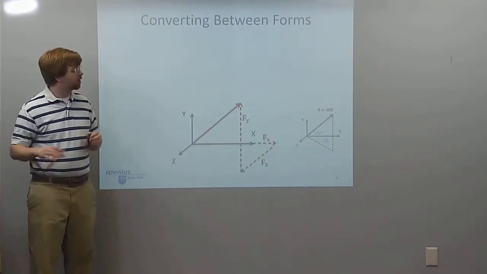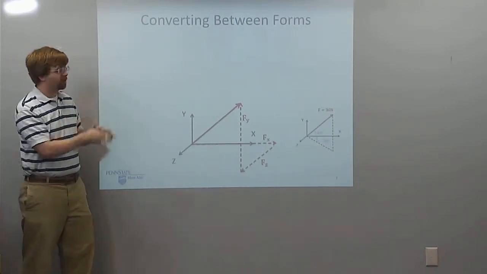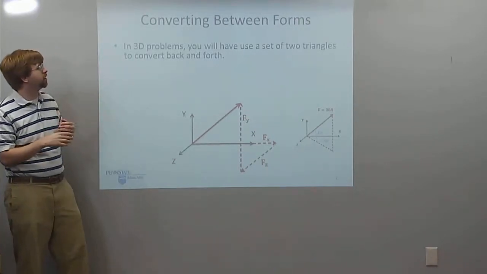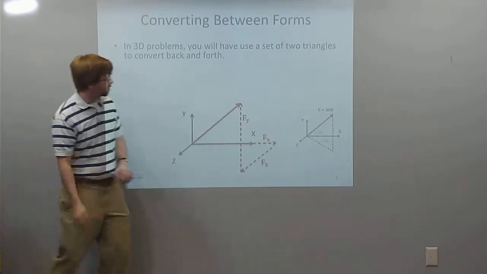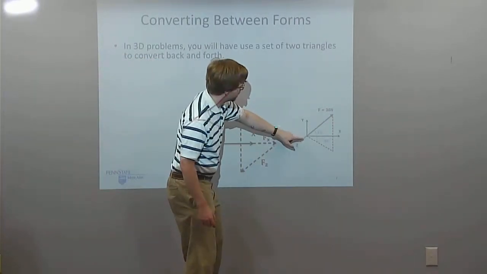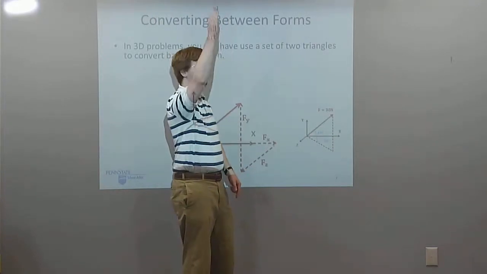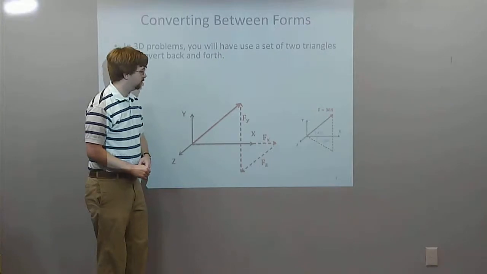So with that, next we've got converting between forms in 3 dimensions. In 3 dimensions, we're going to need to use a set of 2 triangles to convert back and forth. So this is magnitude and angle form. I've got 2 angles, 30 degrees, kind of out like this, and then 45 degrees up. And I've got an overall magnitude of 30 newtons.